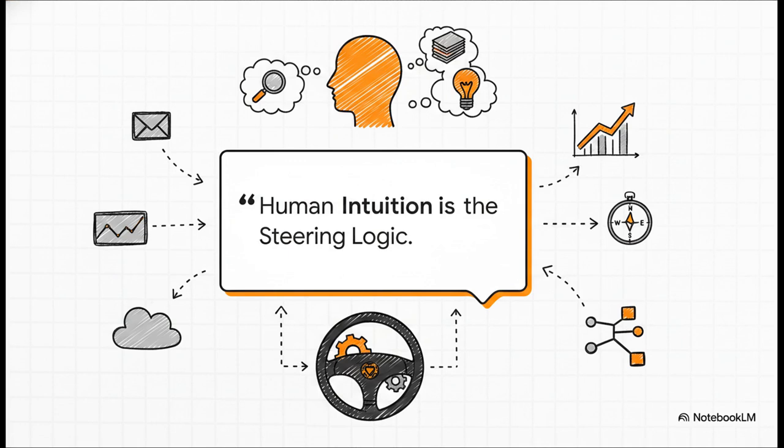And this, right here, this is the absolute core of that whole architect mindset. Look, AI can browse the web, it can summarize, it can generate stuff, sure. But it's your judgment, your intuition. That's the steering logic. You're the one who decides what actually matters, what to focus on, and where the project needs to go next. You are, without a doubt, the most critical part of this entire system.